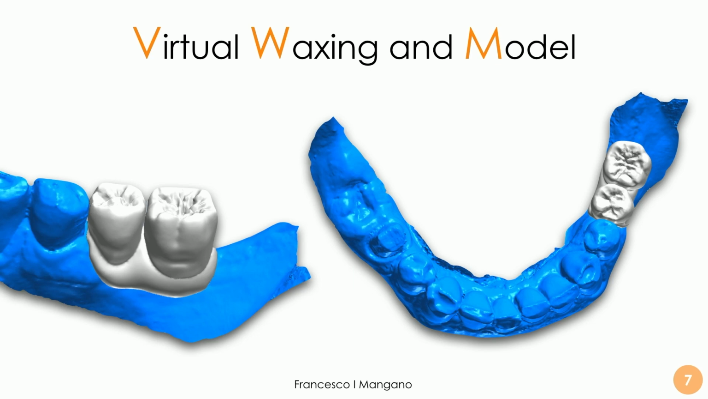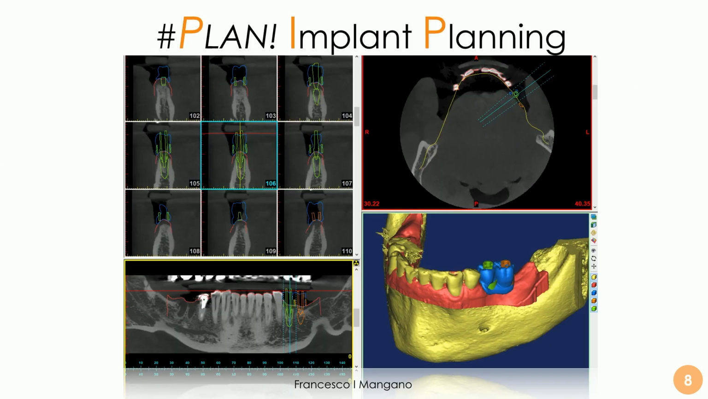The virtual waxing is realized usually in Exocad. The waxing is very important, and in order to have a good waxing we need to have the master model and the antagonist in perfect occlusion, because the waxing drives the treatment. It's a prosthetically driven treatment, implantology in this case. The emergence profile is based on anatomical considerations, anatomical limits given by the virtual waxing and the wax up. And then we can import everything inside the computer-assisted design software for implant planning.